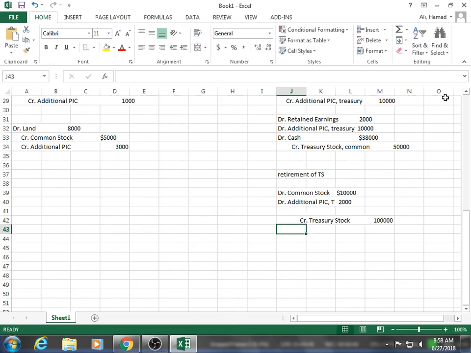Now, they don't balance, correct? How much is the difference? 88,000. There is no additional PIC treasury, therefore retained earnings. Yes, sir. So we're going to debit retained earnings for 88,000. All right, this is the retirement of the treasury stock.